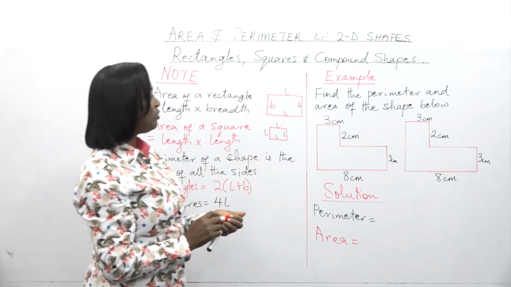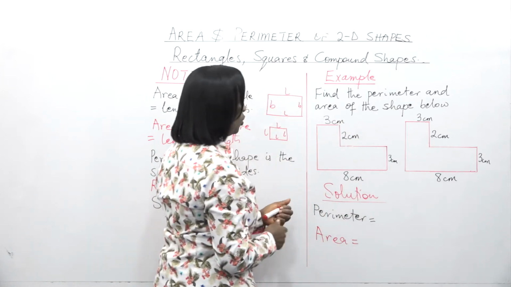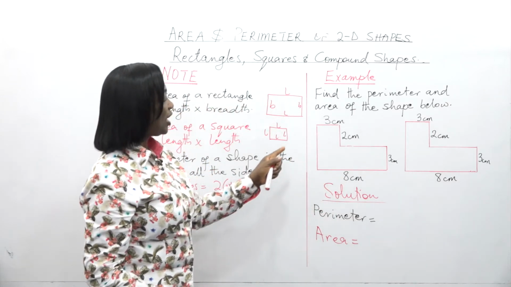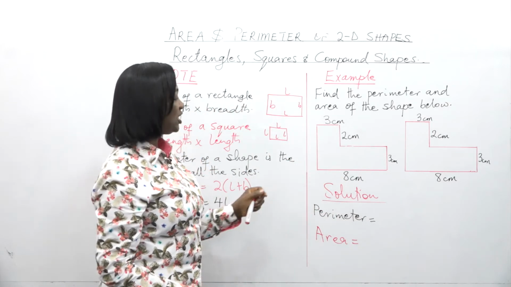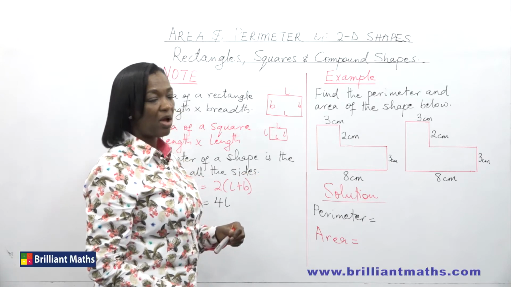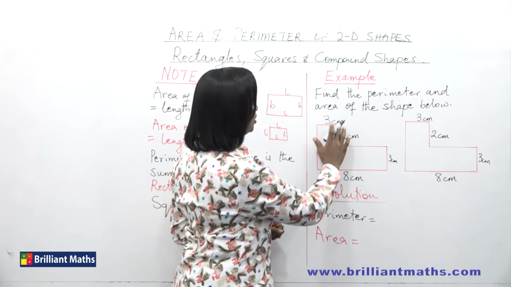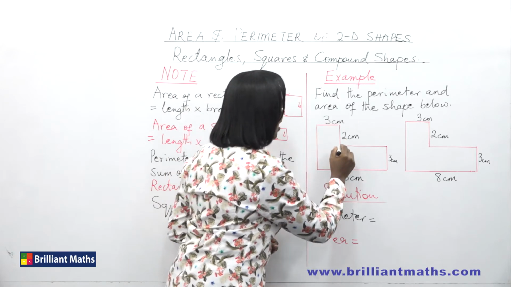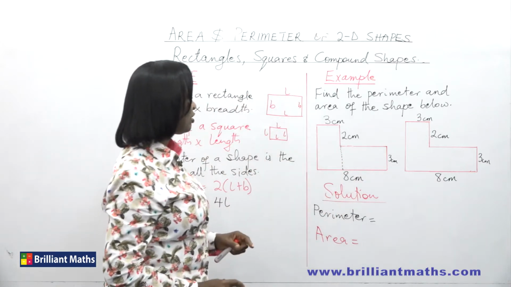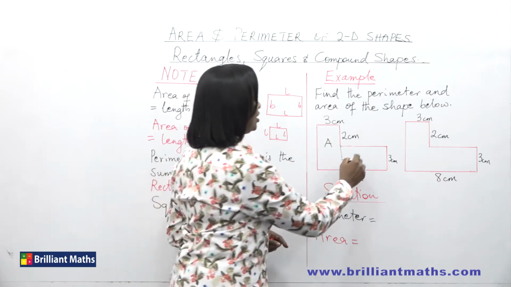Let's look at this example. It says, find the perimeter and area of the shape below. The shape below is a compound shape, but it can be split into 2 rectangles. Let's see how we do that. We have 3 centimeters, 2, and so on. I'd like to split it into 2 rectangles in this form and call this rectangle A and call this rectangle B.